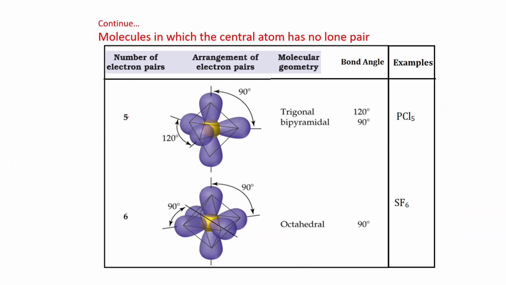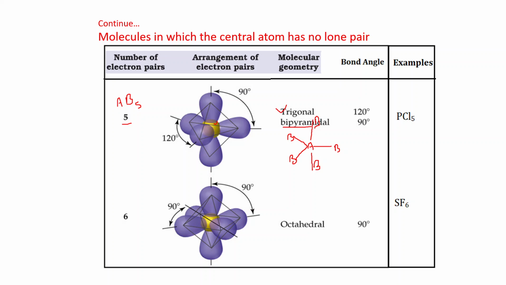Now, if the number of electron pairs is 5, then this is an AB5 type species, with a central atom. How are these 5 bonds arranged? Out of these 5, 3 are arranged in a plane making trigonal planar. This is B, this is B, and this is B, and one is above the plane and one is below the plane. This type of geometry or shape is known as trigonal bipyramidal.